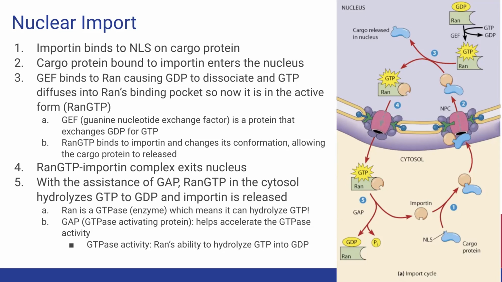Next, the RAN GTP importin complex will exit the nucleus. And then with the assistance of GAP, RAN GTP in the cytosol hydrolyzes GTP to GDP and importin is released. It does this because RAN-GAP has an arginine finger, which stimulates RAN's existing rate of hydrolysis. It just increases it, because without it, it would happen much more slowly.